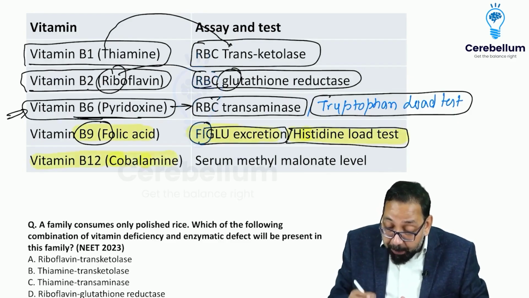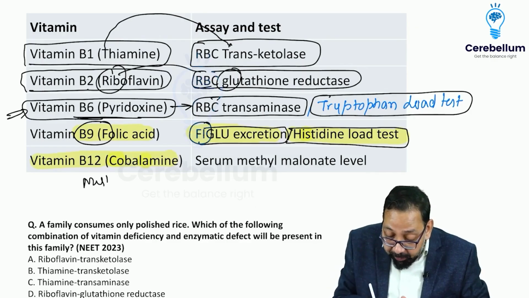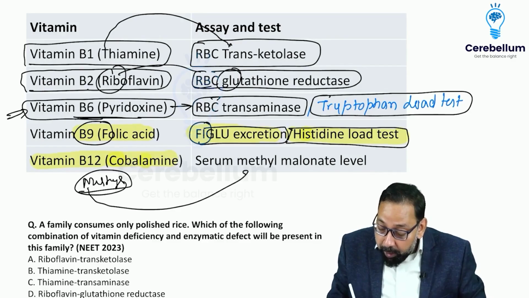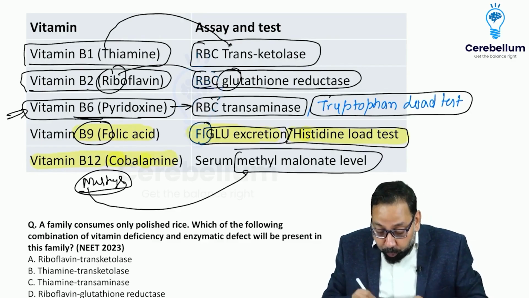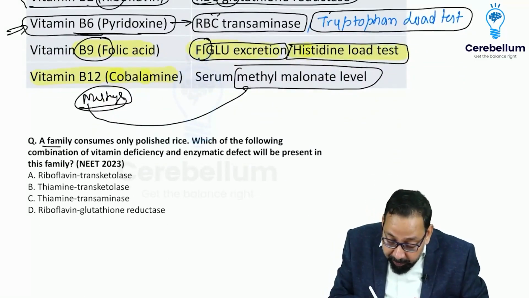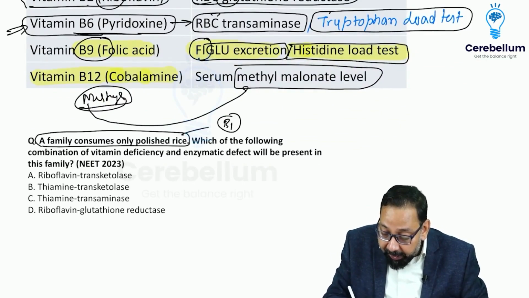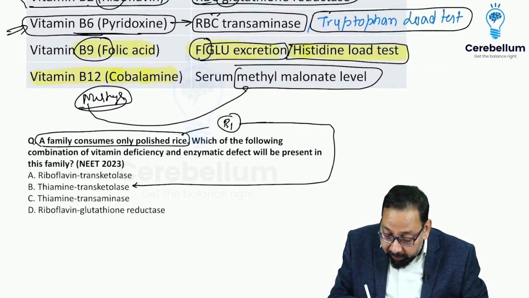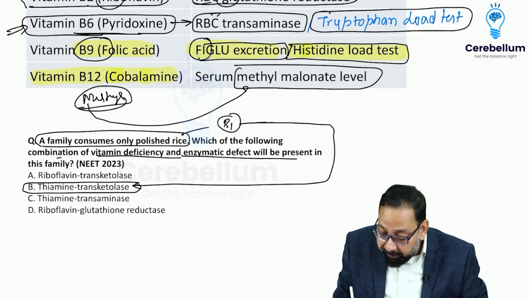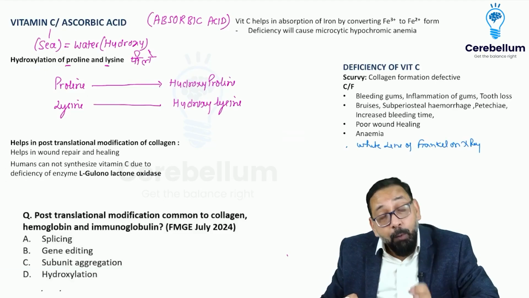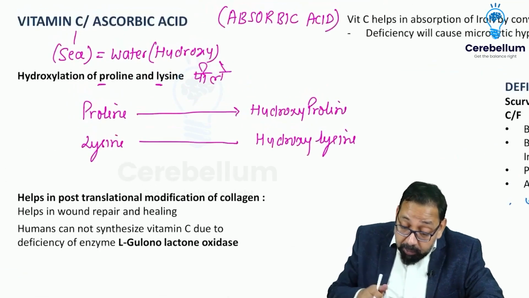B12 cobalamin or methylcobalamin, M4 methylmalonyl level. Question is asked that if a family consumes only polished rice, it means B1 is deficient, and if B1 is deficient then transketolase activity will be affected. So a combination of vitamin deficiency and enzyme defect will be present in this family. Answer is B. Now we come to vitamin C or ascorbic acid.